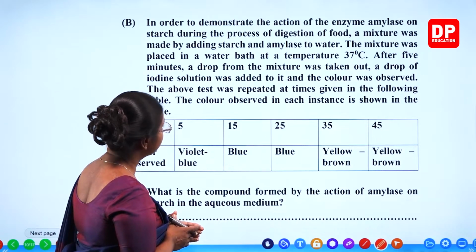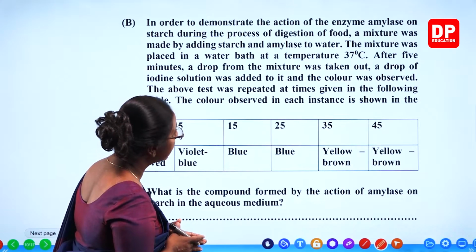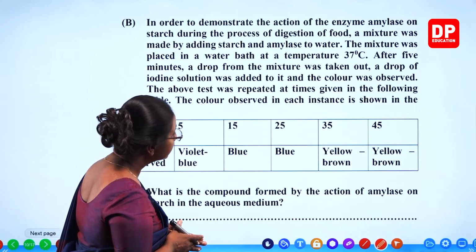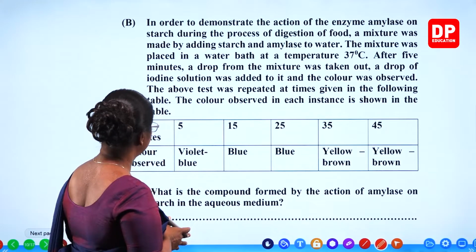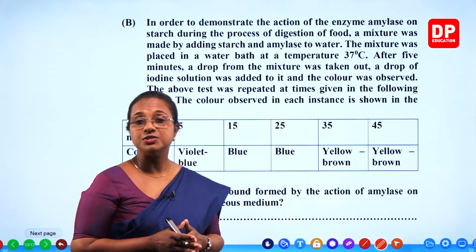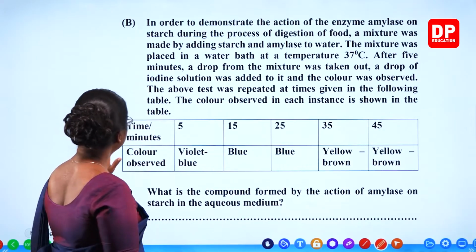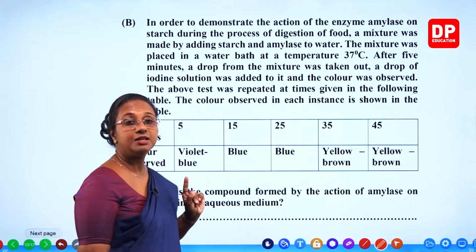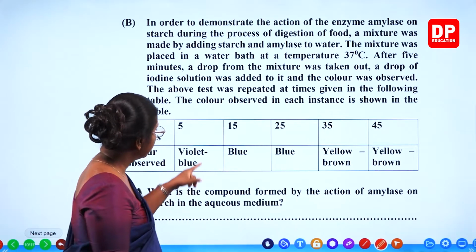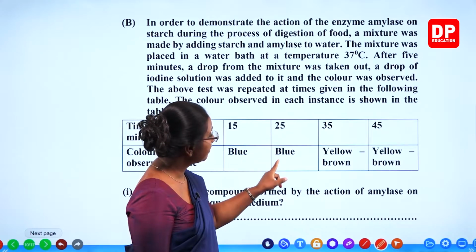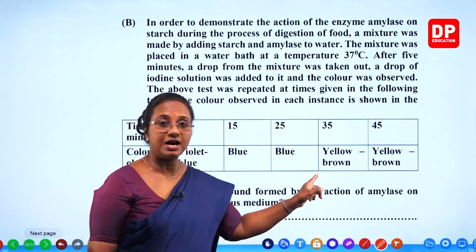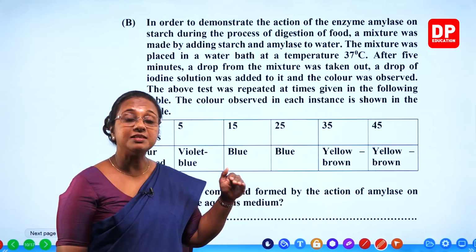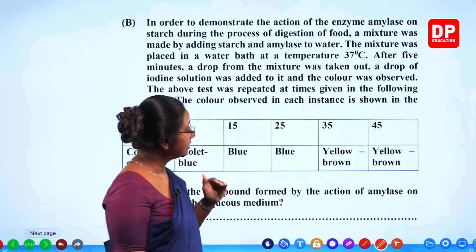The above test was repeated at times given in the following table. The colors that were observed are shown in the table. So here time is given in minutes and color observed. 5 minutes violet, blue. That means there is starch. Then 15 minutes blue. 25 minutes blue. So there is still starch, but you can see from violet blue it has become blue. That means the amount of starch has decreased gradually.